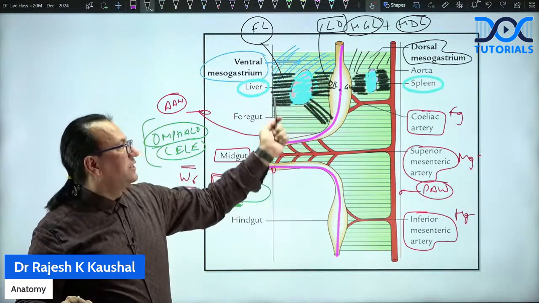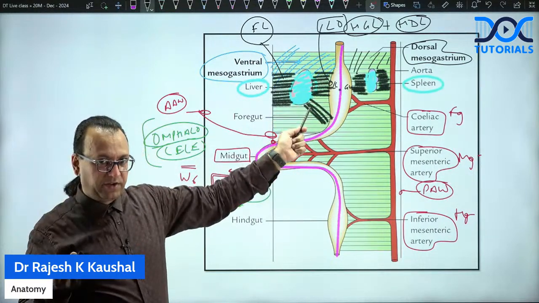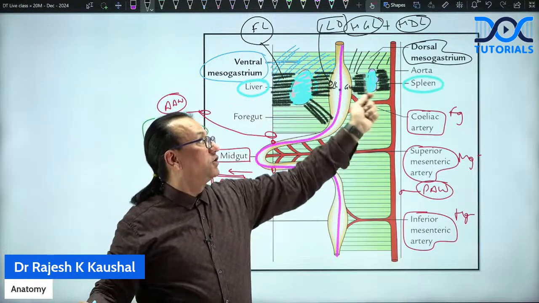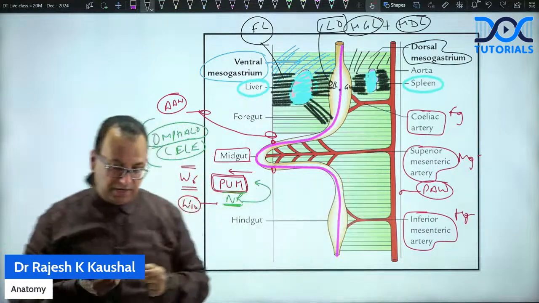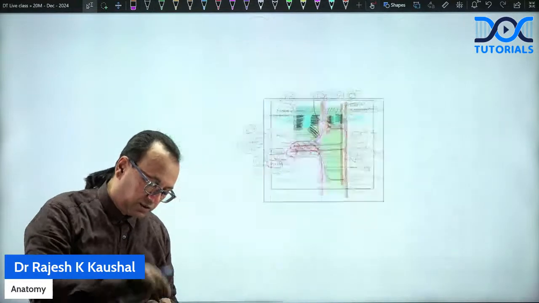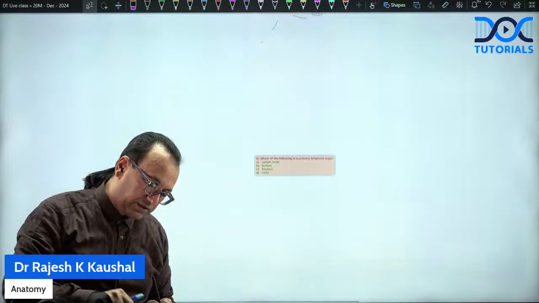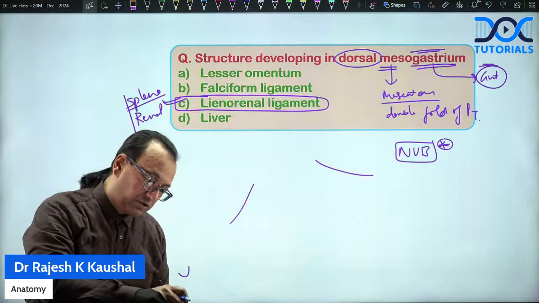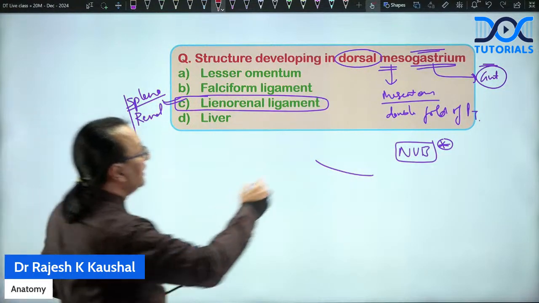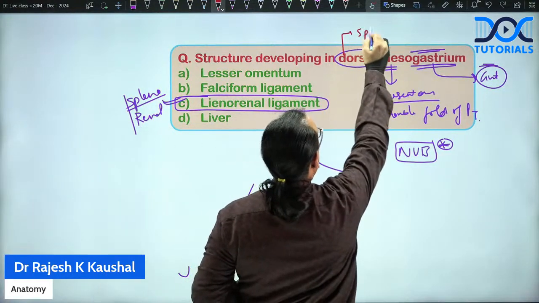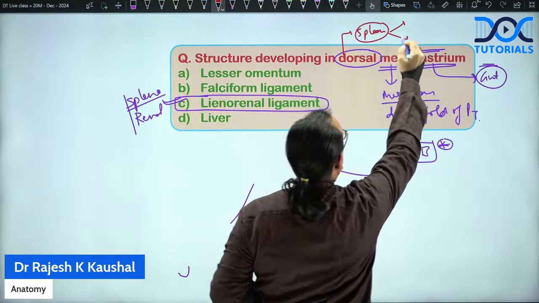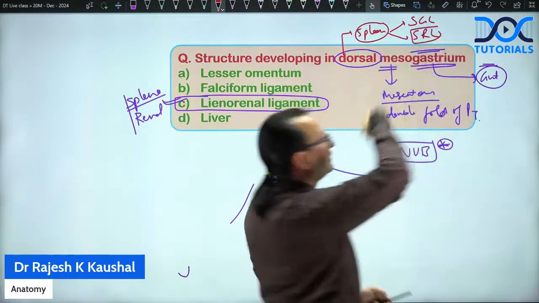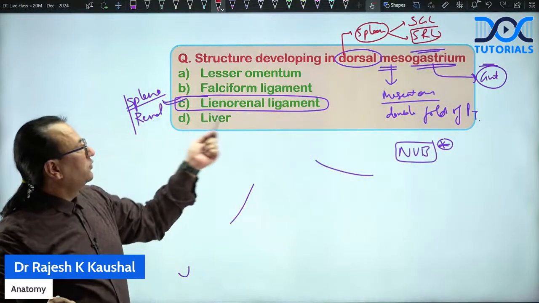Lesser omentum and falciform both develop in the ventral mesentery with the liver, whereas the spleen and both its ligaments, splenogastric and splenorenal, develop in the dorsal mesentery. This is the basic we need so that we can answer the question here. We have already answered the question, in fact. In the dorsal mesentery, we have the spleen, and along with the spleen, two ligaments, splenogastric and splenorenal. That is why choice C is the answer.